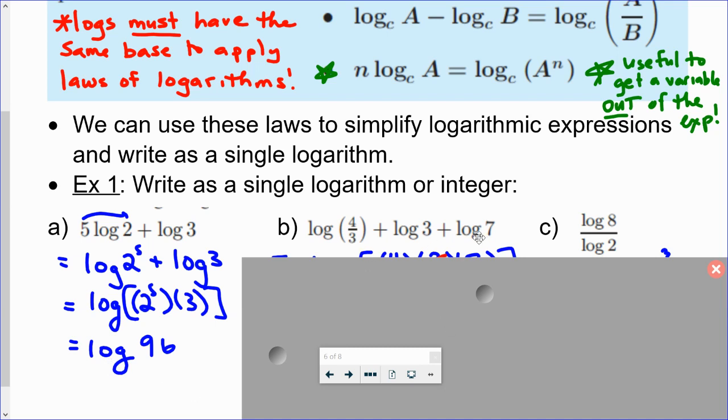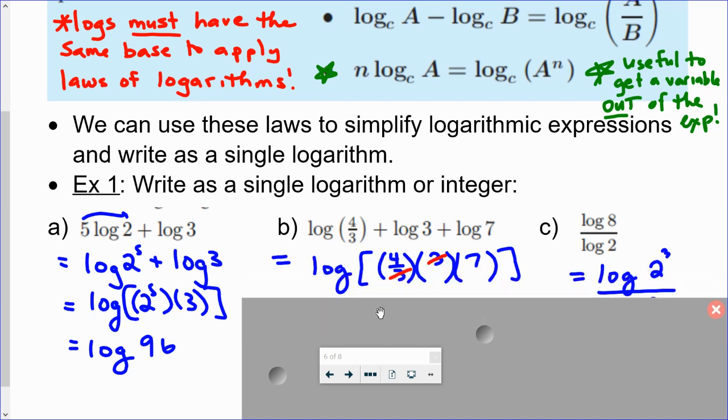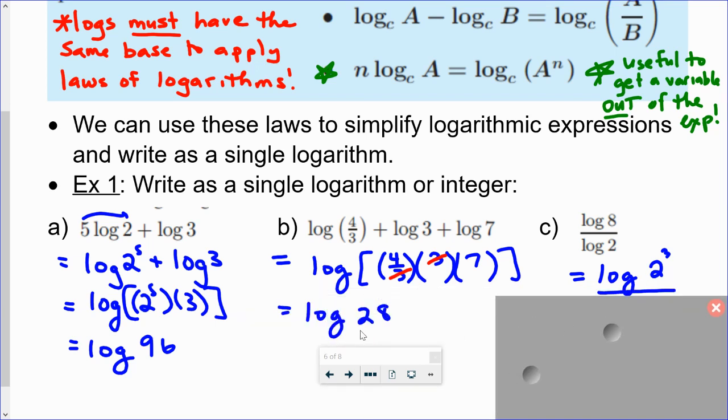For this one here, I can expand these rules to more than just two terms. I'm going to start by keeping the base, keeping log base 10, and I'm going to multiply the values together. 4/3 times 3 times 7. Those 3's cancel out and leave me with log of 28. And I can evaluate that on my calculator if I need to.